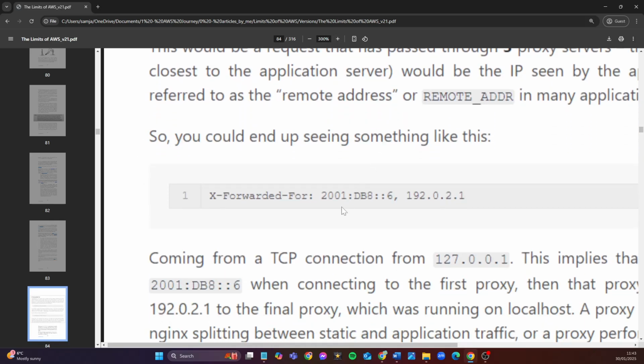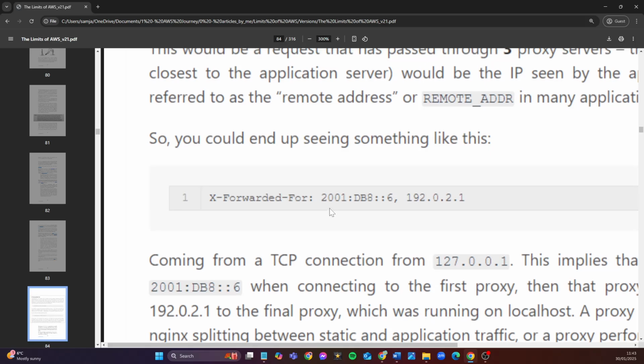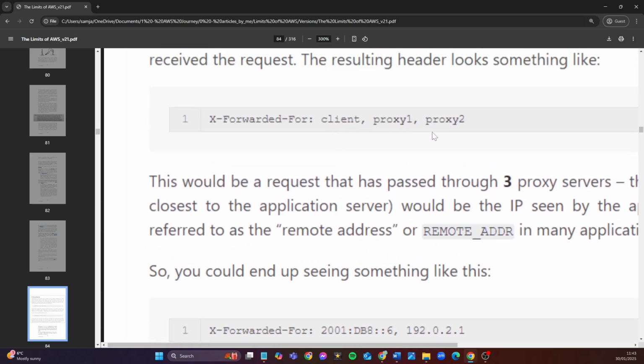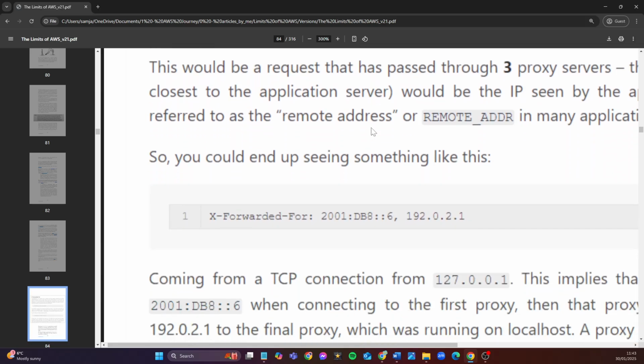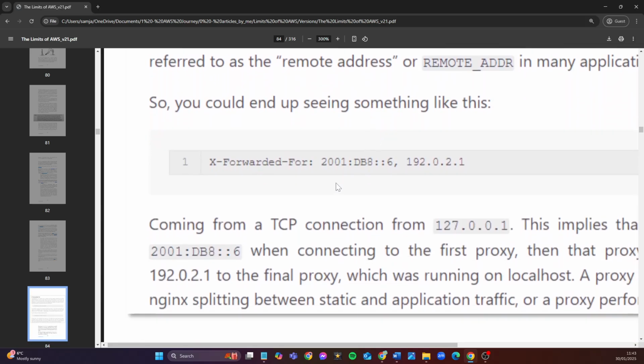Now, in practice, let's fill out those general markers, because client and proxy 1 and proxy 2 written here are just general placeholders. In reality, you might see something like this, which is an IP version 6 address, 2001:db8::6. Here's another IP address, 192.0.2.1.